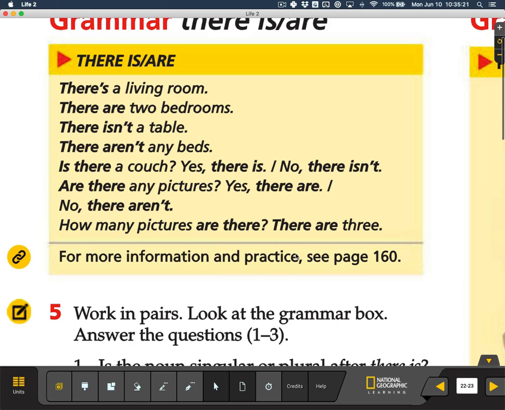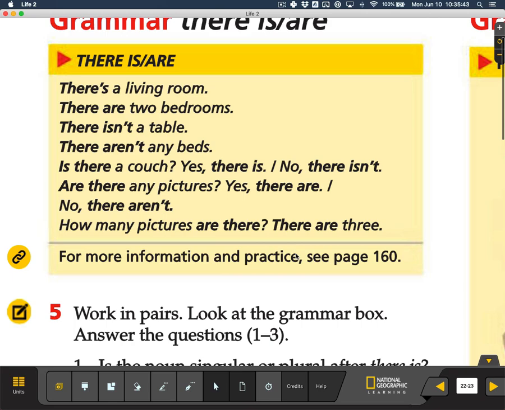Are there any pictures? Plural, right? Are there any pictures? Yes, there are. Okay? And one of the easy ways to know if you're not sure is in the question. If someone asks you, are there, something simpler.